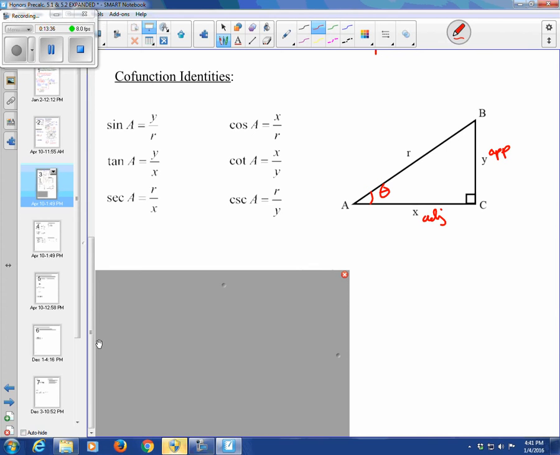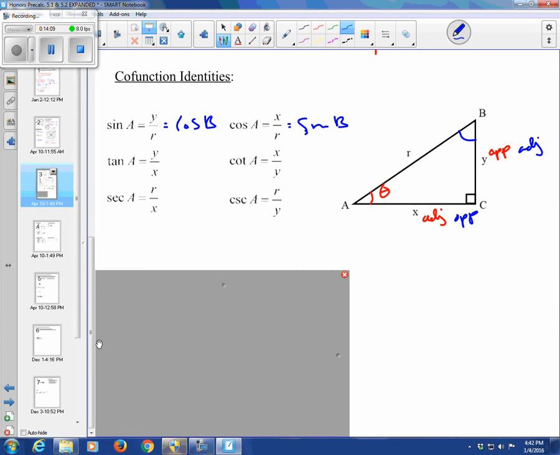And we know r is always going to be the hypotenuse because it's opposite the right angle. But what if we were to take B as our angle perspective? Well, then the y would change from opposite to adjacent, and the x would change from adjacent to opposite. So right here we can say that sine of A equals y over r, but cosine of B also equals y over r. Similarly, right here, if we look at cosine of A, that's x over r, but right here, that's also sine of B.